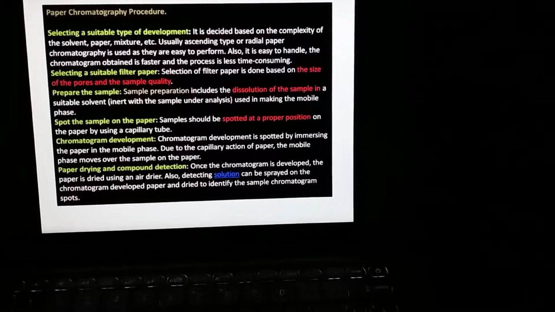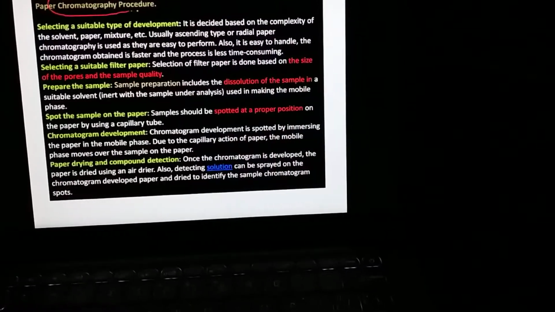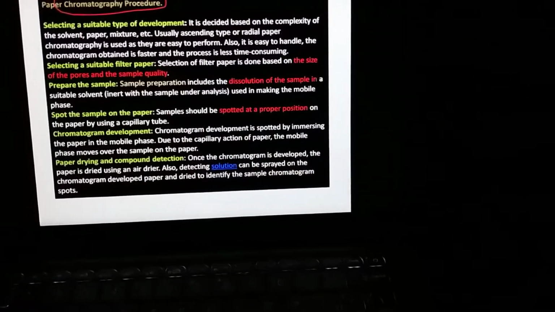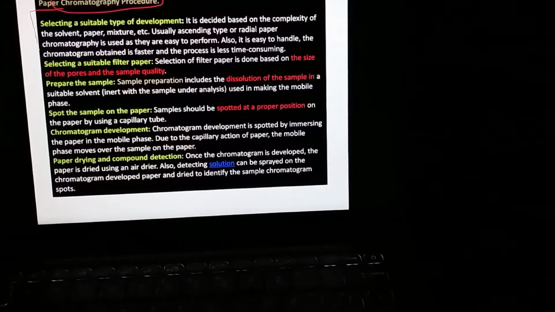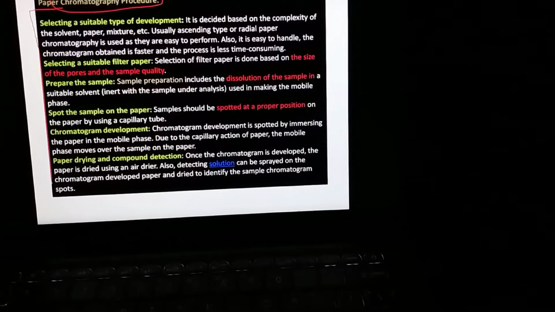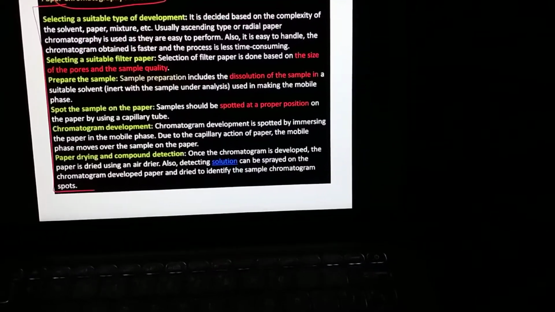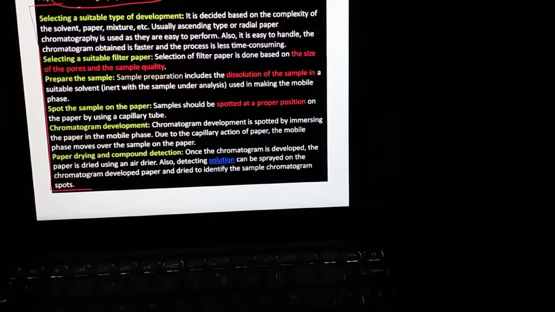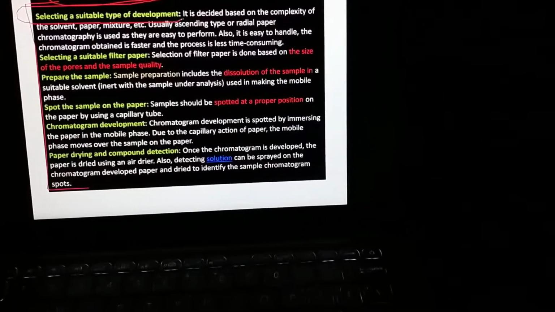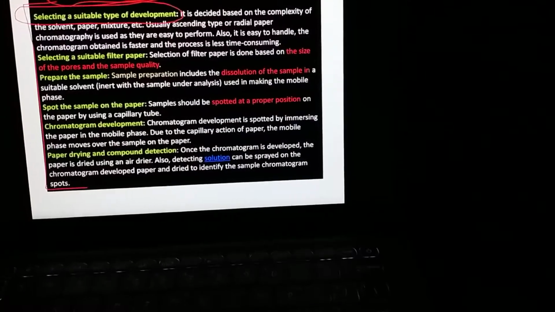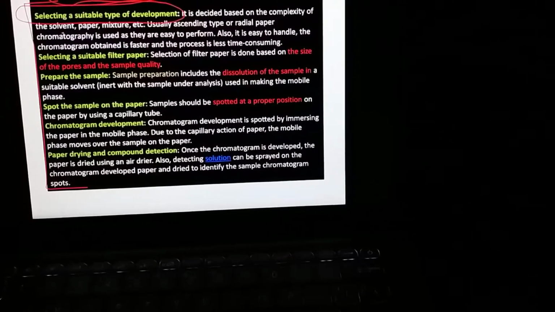In this I have added some basic points regarding the paper chromatography procedure. Before the experiment is carried out, some procedure is involved, and you should follow it, otherwise your experiment will not be good. First of all, select a suitable type of development. It is decided based on the complexity of the solvent, paper and mixture.